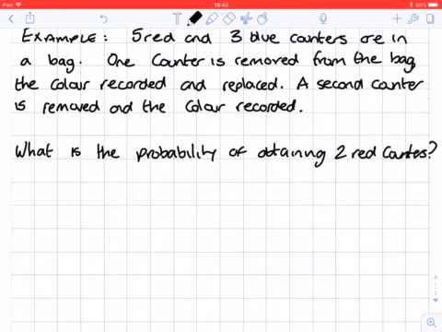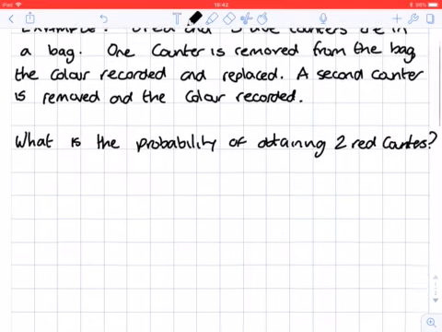Now in this case, there are only 2 options that you can have. You can either pick a red or a blue. But instead of giving the blue an initial letter of, say, B, we're going to think of it as a red and a not red, i.e. a pass and a fail. So in this experiment, our pass would be gaining 2 red counters, so a fail would be anything involving blue.